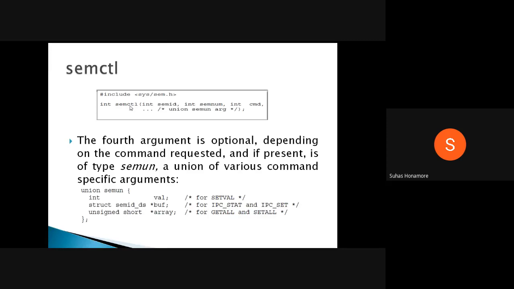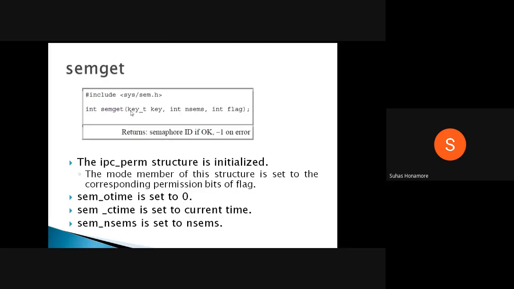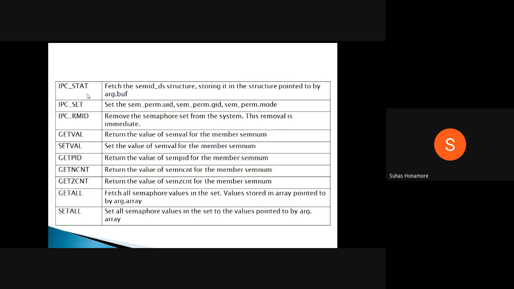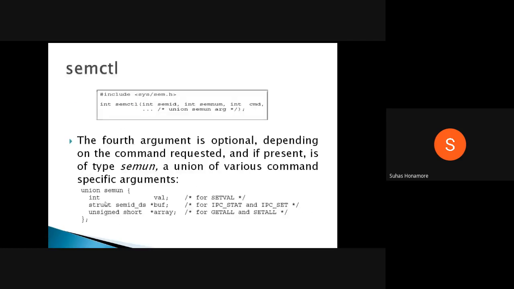So semctl is nothing but, we created it with this number, and now I want to modify it, maybe the permissions also. Or this number of semaphores you want to increase or decrease, or who created this one. All that information will be taken care of by this. For that you have to send different commands, and these are the 10 different commands. Depending on these commands, it will give the response.